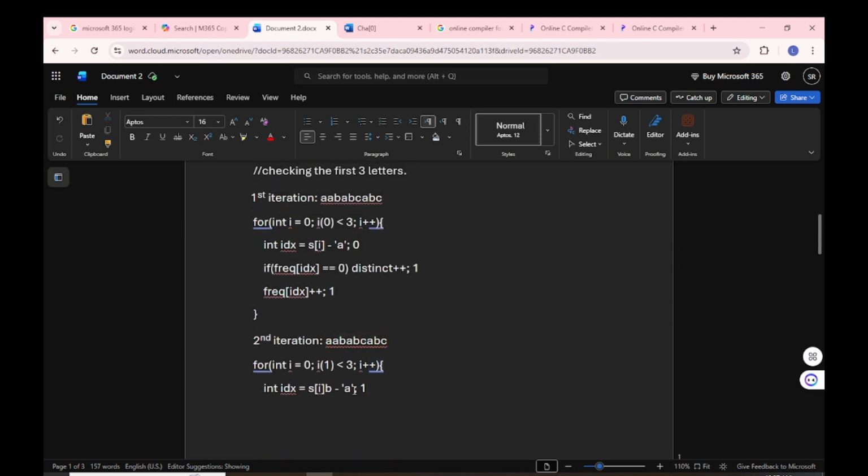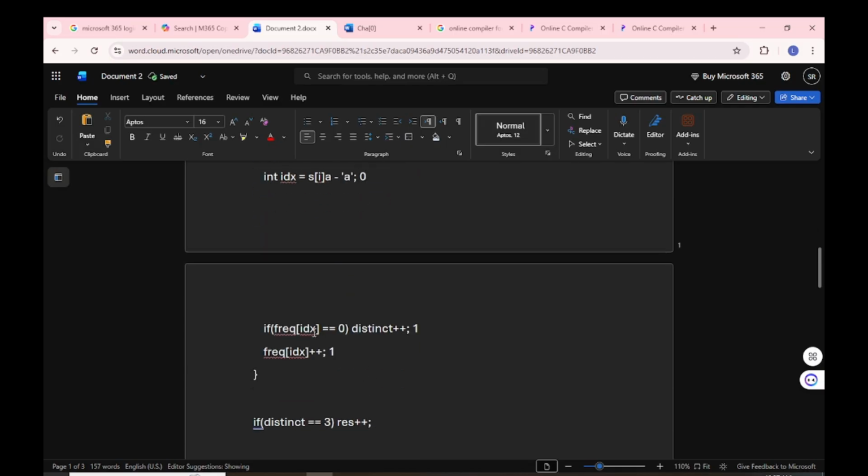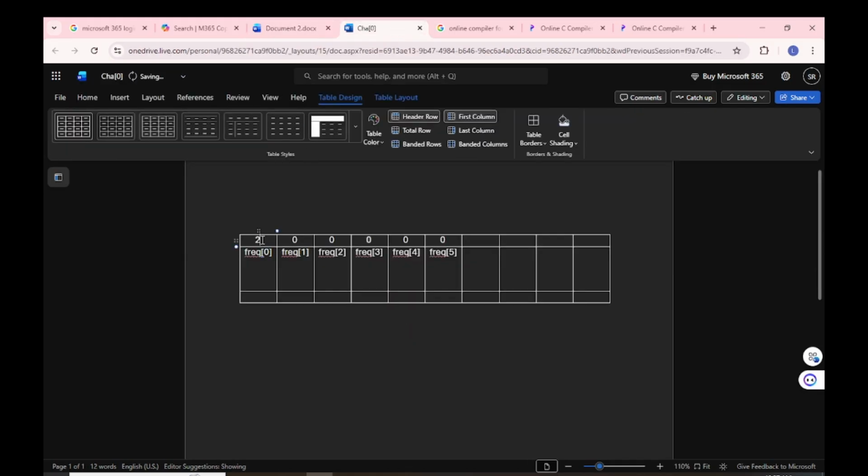No, here would be a minus a, that means 0. So here this is not 0, right? Because we have 1 here. So distinct will not increase, and this would be 2 here. So we'll provide 2.